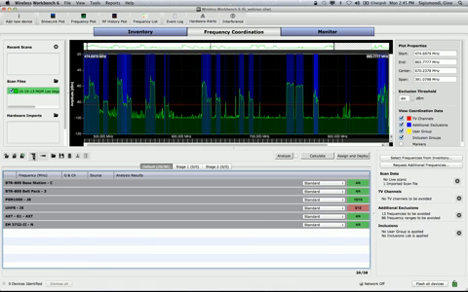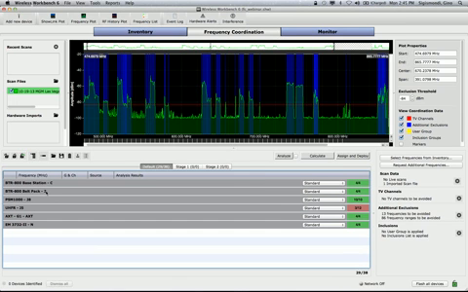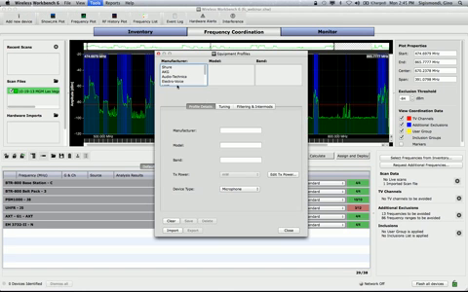Let me expand these again so we can look at these a little bit more. So each of these sets of frequencies, I'll collapse it again, has basically an idea of its own personal space. Actually, you know what I'll do? I'll open the dialog that shows us how to define these things.